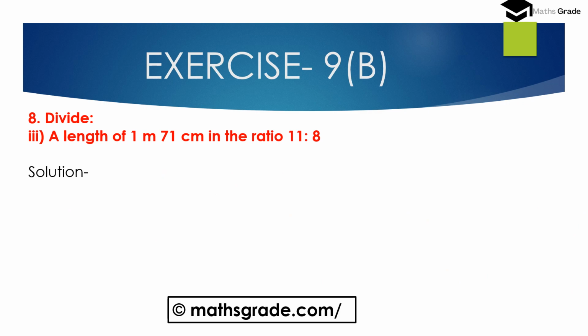Now the third part: divide a length of 1 meter 71 centimeter in the ratio of 11 is to 8. We have to divide the length 1 meter 71 centimeter, that is 171 centimeter. We know 1 meter is 100 centimeter, so 1 meter 71 centimeter will be 100 plus 71, that is 171 centimeter. We have to divide this 171 centimeter in the ratio of 11 is to 8. First find the sum of the ratio, that is the total ratio.